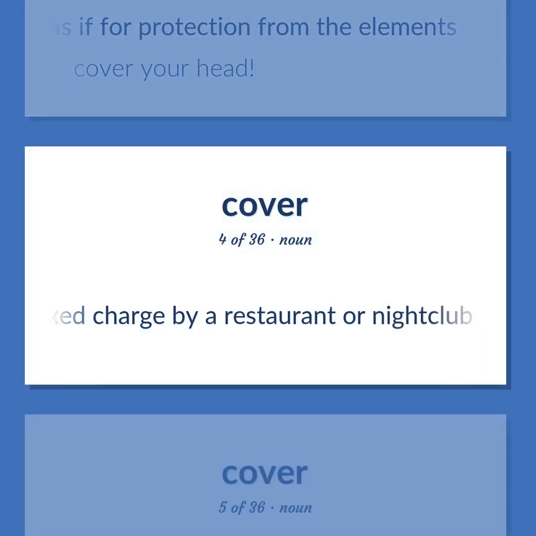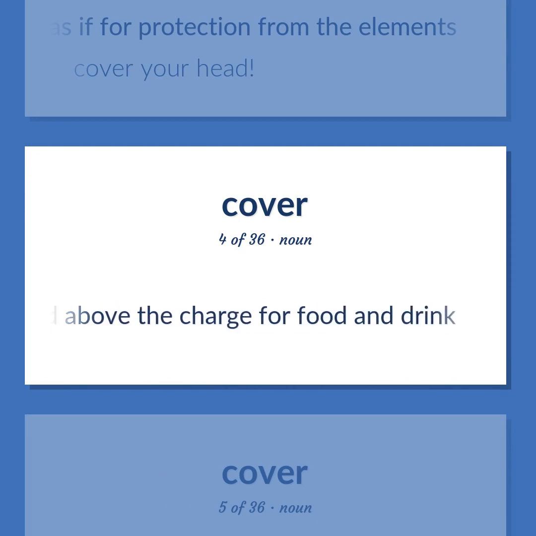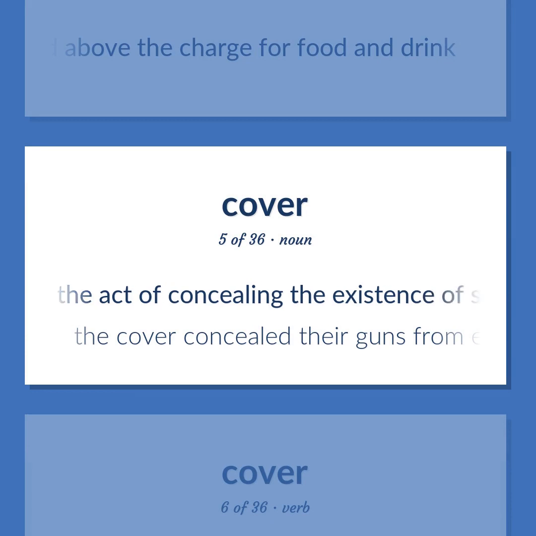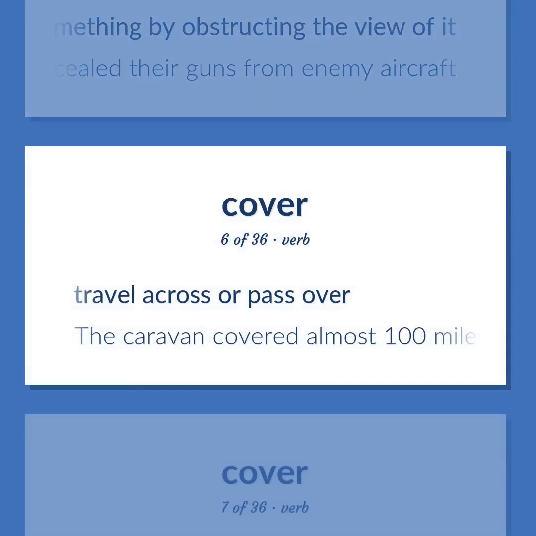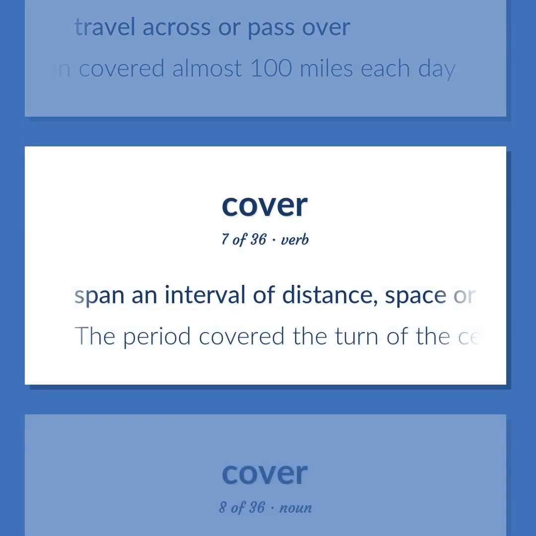A fixed charge by a restaurant or nightclub over and above the charge for food and drink. The act of concealing the existence of something by obstructing the view of it. The cover concealed their guns from enemy aircraft. Travel across or pass over. The caravan covered almost 100 miles each day. Span an interval of distance, space or time. The period covered the turn of the century.